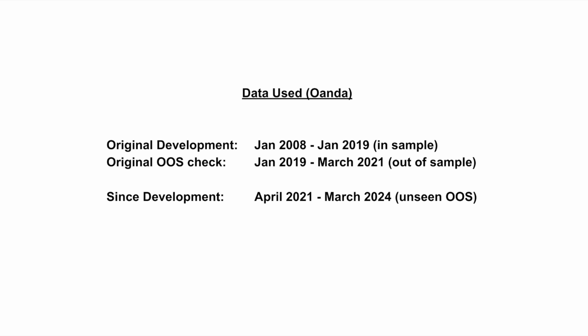Then in the original video we did some out-of-sample checking, so we had some out-of-sample data from January 2019 through to March 2021. And that was data we already had at the time of development, but we just hadn't included it in the optimizations, etc. Now, when we're making this video, it's March 2024, so we have data from April 2021 through to March 2024. And that's true, unseen, out-of-sample data. So let's move over to MultiCharts and see that up-to-date performance report.